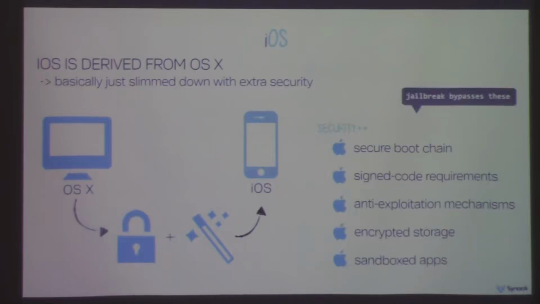Now, this extra security basically has one goal, and that's to ensure that only Apple-approved code is allowed to run on the device. So some of these extra security features include a secure boot chain, there's signed code requirements, anti-exploitation mechanisms are built in, there's encrypted storage, and then apps are also sandboxed as well. So this actually locks down the device pretty well, which is good, prevents malware and a lot of attacks. For reverse engineering, or if you want to do your own analysis, these get in the way. So you pretty much have to jailbreak the device if you want to do reverse engineering on the device. So for the rest of the talk, when I'm talking about doing analysis on a device, just assume I'm talking about a jailbroken iPhone.